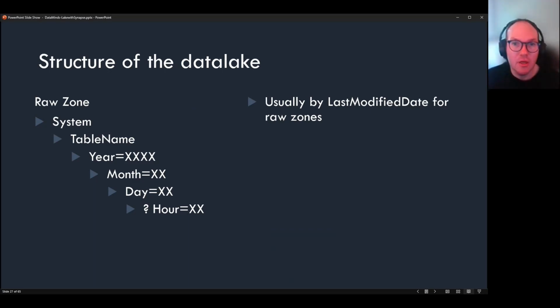If we think about the different zones, bronze, silver, gold, or bronze, raw, same thing, it's probably going to have a naming convention where these represent individual folders. We've got the system, say SAP ERP, then the table name, sales, even though SAP doesn't call it that. That was my first exposure to German. Then year 2022 or whatever, month 05, day 25, and then you might have files coming in on an incremental basis. So it's easy to write. It's easy to copy that data into that data lake because it's partitioned on something like last modified date.